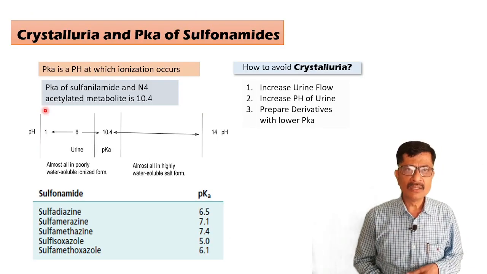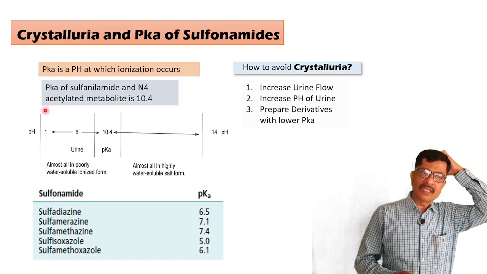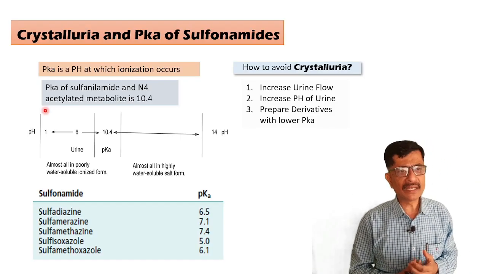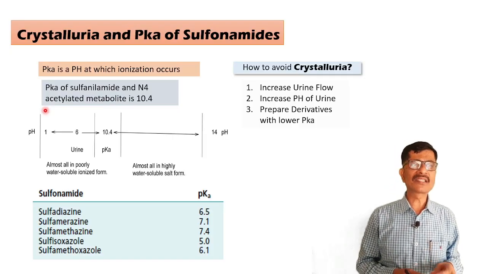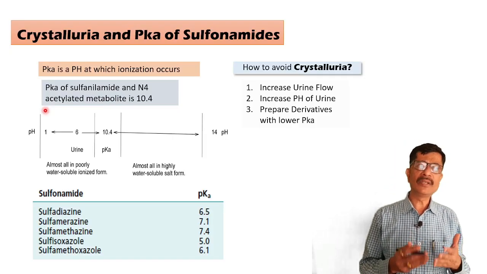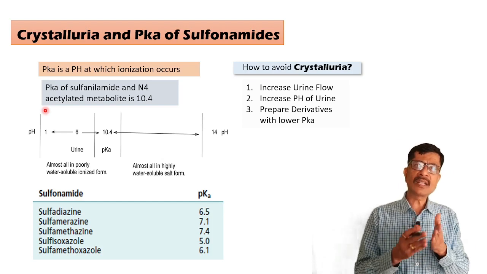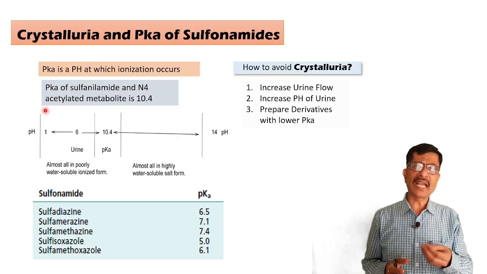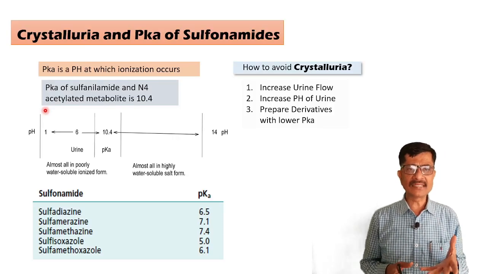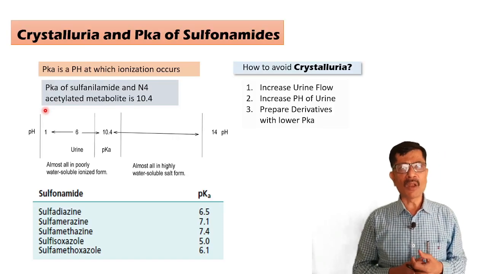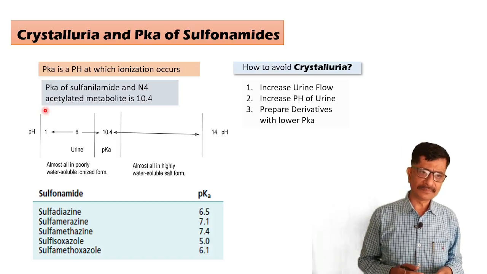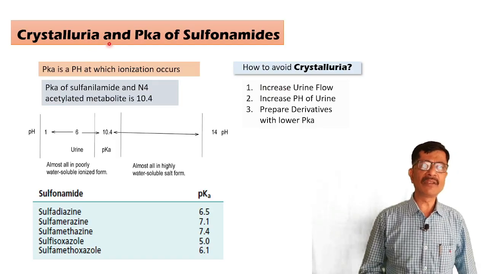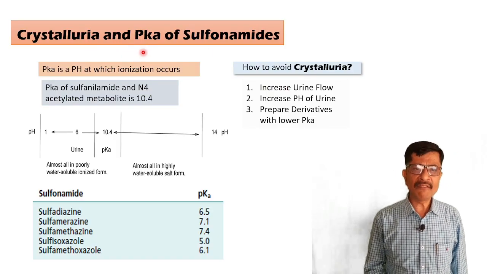Then look at this. The major issue with sulfonamide treatment is that it causes crystalluria. Crystalluria means it is not eliminated properly in the urine and it forms agglomerates, it crystallizes, and there are chances of blockage of the urinary system. So there is a relevance between this crystalluria formation and the pKa value of the sulfonamides.